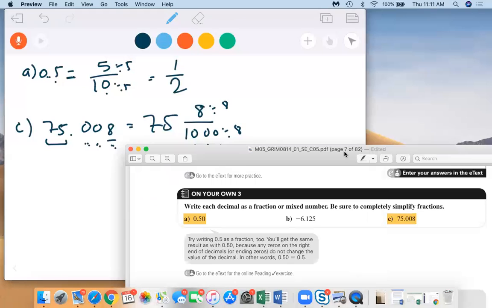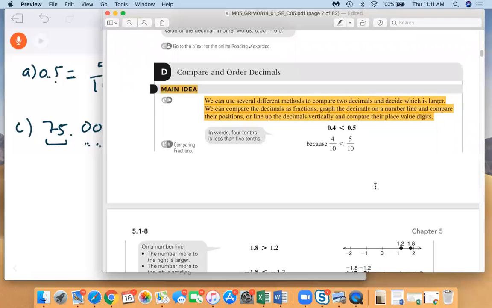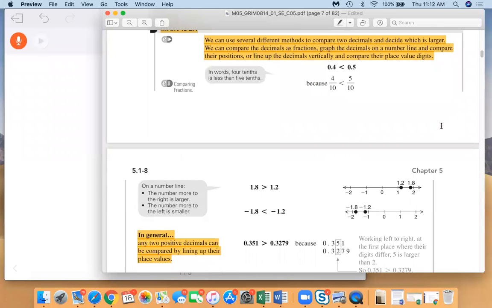All right. Everybody feel pretty good about those? All right. So the next thing we're going to talk about is how to compare and order decimals. What's nice, remember with fractions, it was hard because we would have to find a common denominator and then compare their numerators. This is going to be a little easier than that. So here we can use several different methods to compare two decimals and decide which is larger. We can compare the decimals as fractions, graph the decimals on a number line and compare their positions, or line up decimals vertically and compare their place value digits. That last option is like what we did when we compared whole numbers. So that one's probably your easiest option, but let's make sure we understand how to do them all.